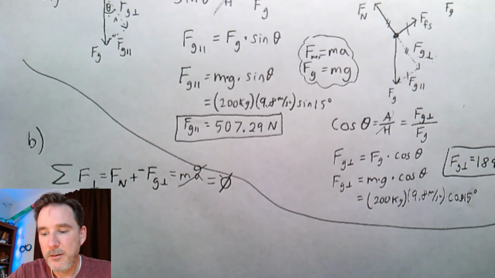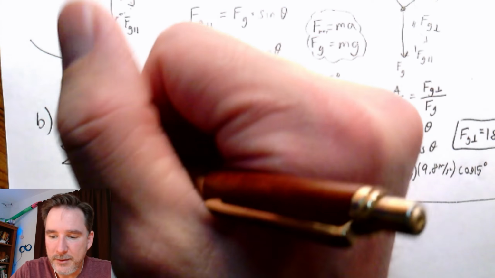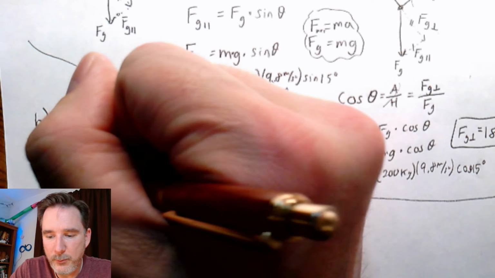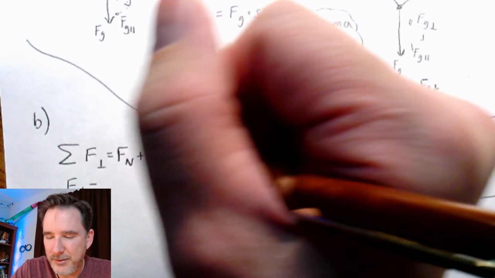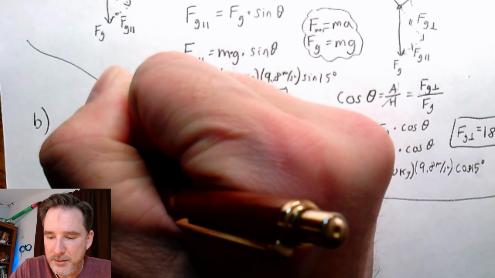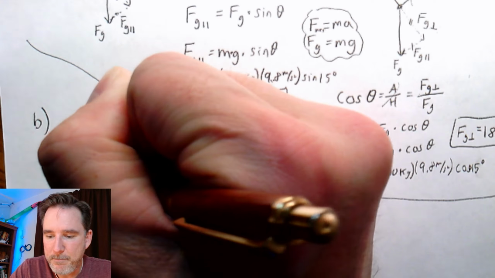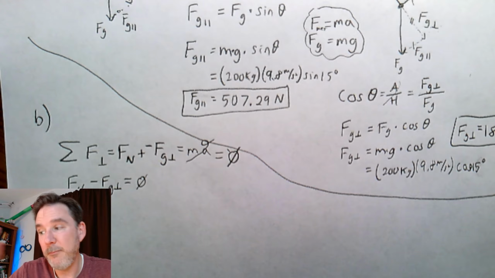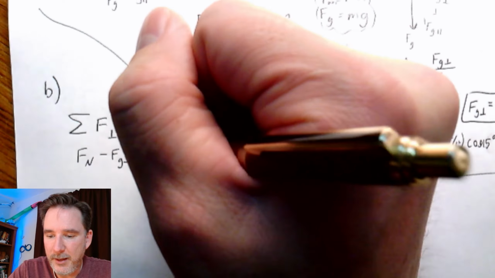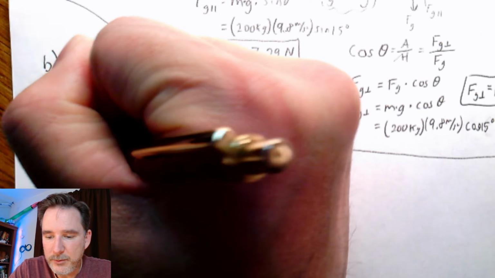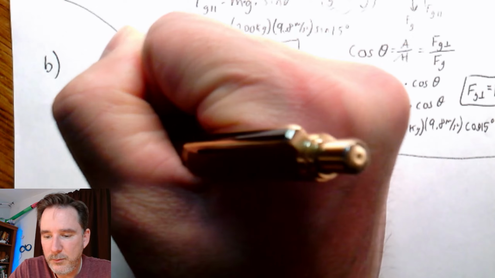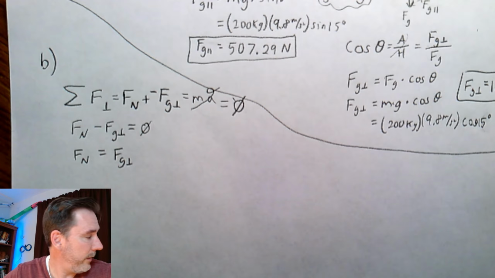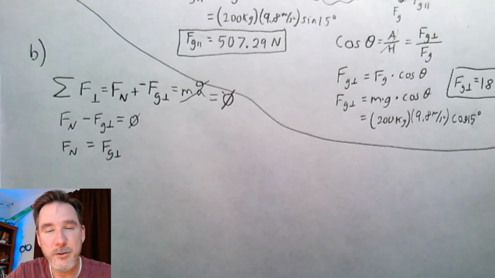What that means is, if I rewrite this a little more usefully, the normal force minus the FG perpendicular is equal to 0. Those have to add up to 0. In other words, the force of normal is equal to the force of gravity perpendicular. That's the long way of saying what you already knew, but it's important to understand why.